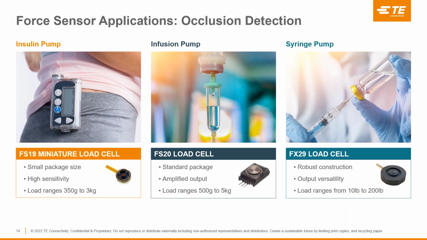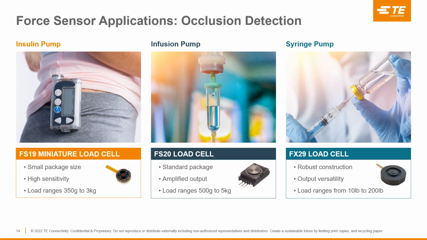The main application for force sensors in medical pumps is to detect possible occlusion and to ensure a correct flow of fluid within a pump. When a blockage occurs, the tubing expands and a force sensor placed where the tubing meets the housing can detect this expansion. The sensor can then trigger an alarm to alert the user if this expansion is detected.